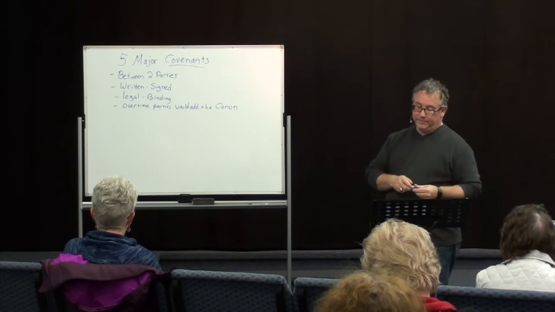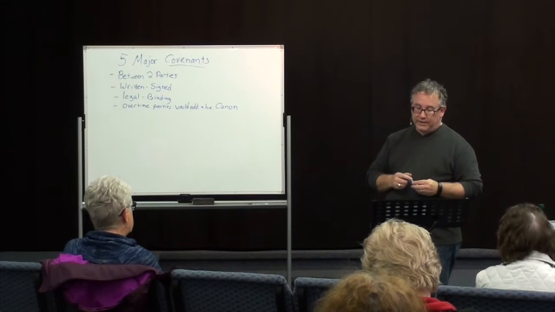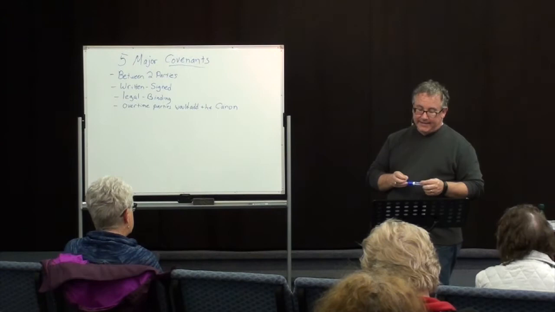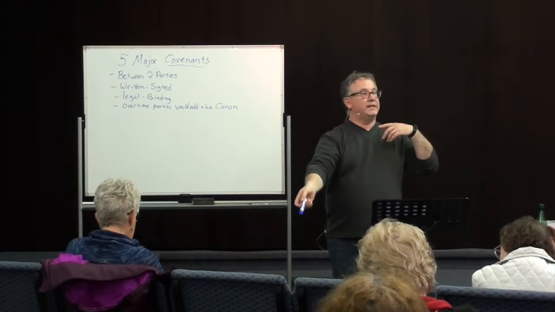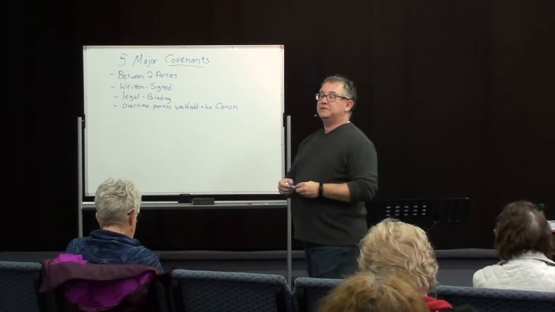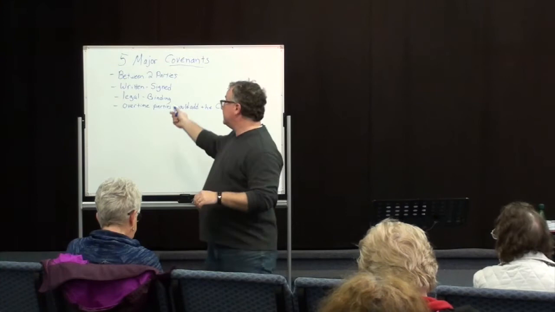But when you think of this word canon, over time both parties would add to the canon. Basically what the canon is, it's a history of how the two parties walked out this covenant. So if two kings of two kingdoms would enter into a covenant, they would write down the covenant and they would sign it, and each party would have their covenant. It was legal, it was binding, and they were obligated to fulfill their portion of the covenant.